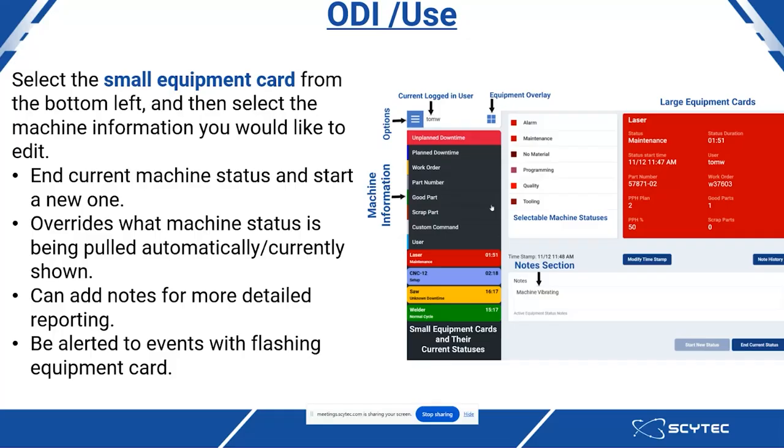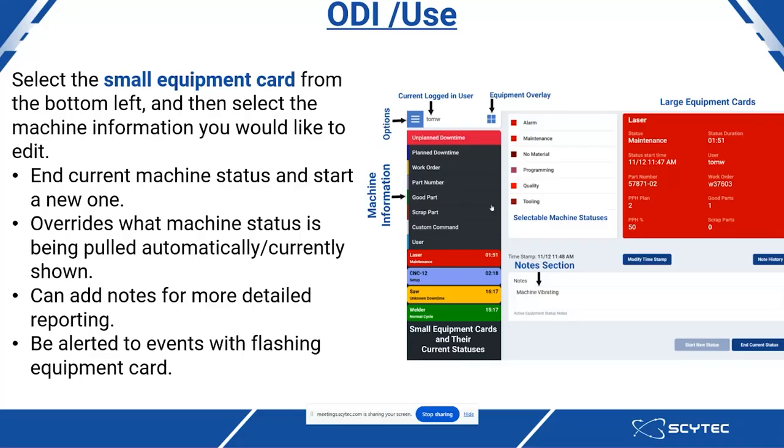So when I click on that unplanned downtime that you see highlighted there, I can end a current machine status with that blue box that you see in the bottom right-hand corner of the ODI home screen. You can start a new status by selecting an unplanned or planned downtime as well, and then clicking that start new status button that you see there will do that. And that overrides the machine status that is currently being pulled automatically and currently shown. And as I mentioned, you can add notes for more detailed reporting.